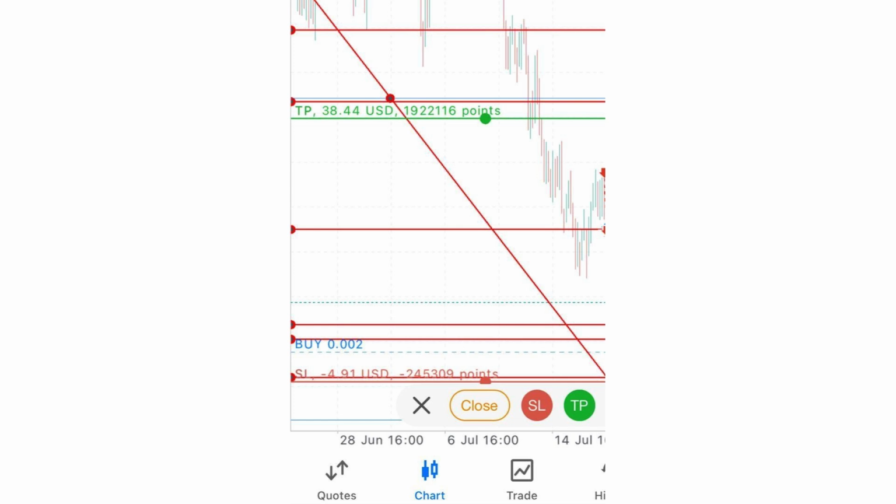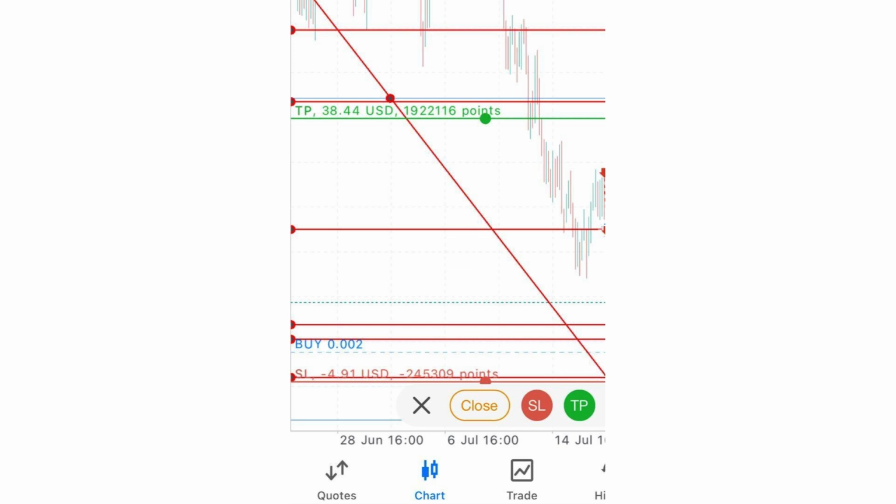So you don't have to stress yourself. This is your pips value. You are multiplying this by this to get this. You're multiplying the points by your lot size to get the estimated profit. TP 38.44: you multiply 19,922 11.6 points times your lot size, you are getting this. The same thing with your stop loss. Multiply the points by your lot size, you get the 4.91.